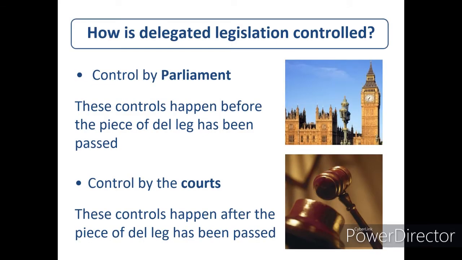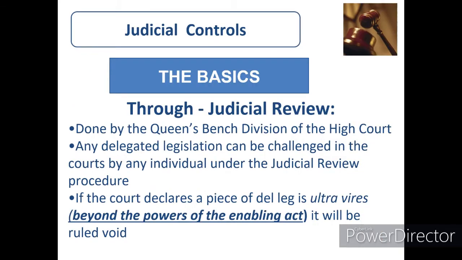In our previous lesson, we talked about how parliamentary controls happen before the piece of delegated legislation has been passed. However, judicial controls happen afterwards. In any judicial controls essay, after you've explained very briefly why delegated legislation has to be controlled, you're going to go through some basics. You need to name the procedure, and that procedure is called judicial review. And judicial review happens in the Queen's Bench Division of the High Court.